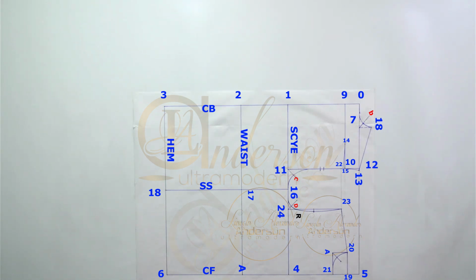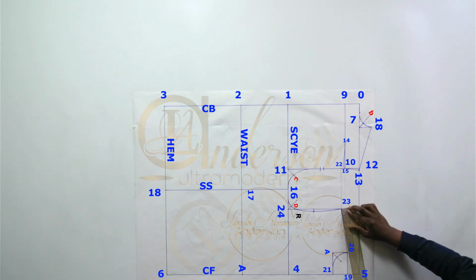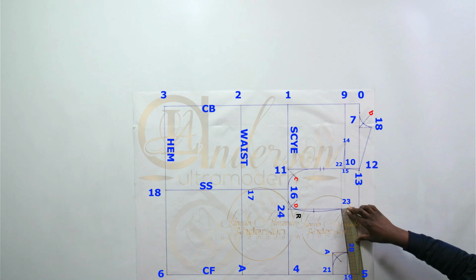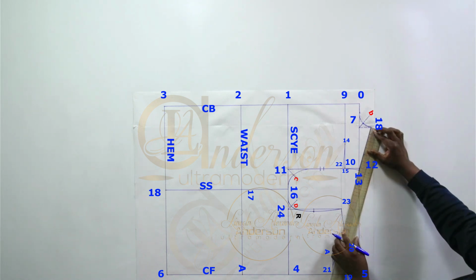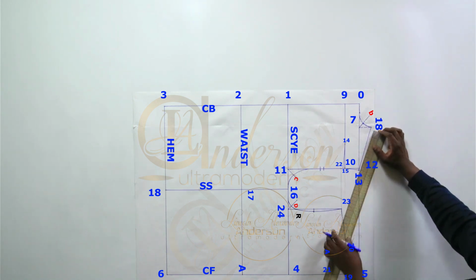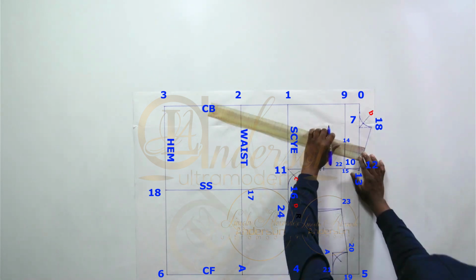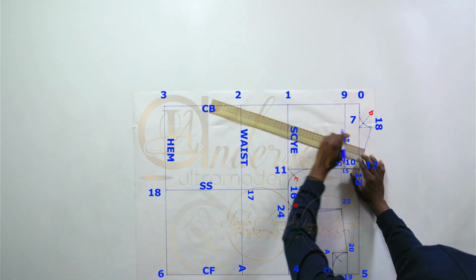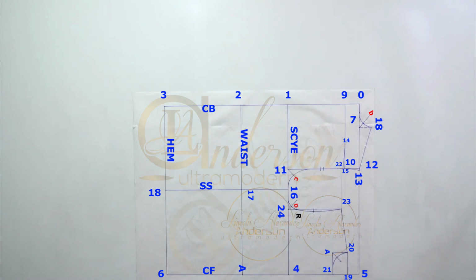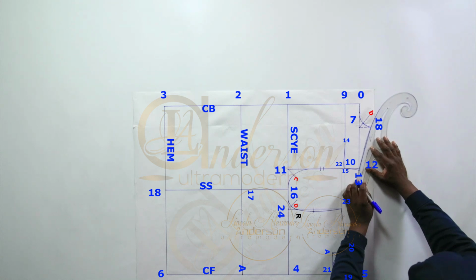Now let's shape the shoulders of the front and the back. So find the midpoint between 23 and 20, put a dot. Midpoint between 18 and 13, put a dot. Square up on the front 1/8 from the dot, and on the back we're going to square down 1/8.